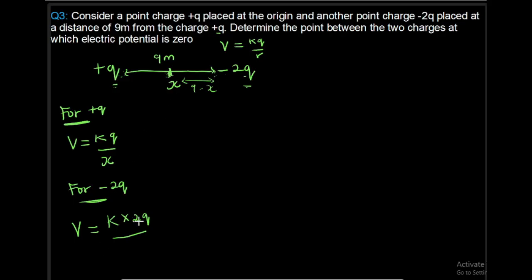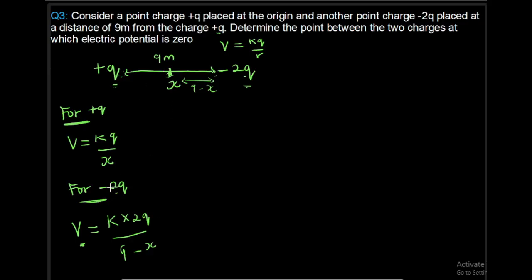So we have kq, which is the value of the charge. Our charge here is 2q. So rather than writing kq over r, q here for this charge is 2q all over r. R for this charge now is 9 minus x, this distance. So we have 9 minus x. So this is the value of the potential of this charge at this point x.